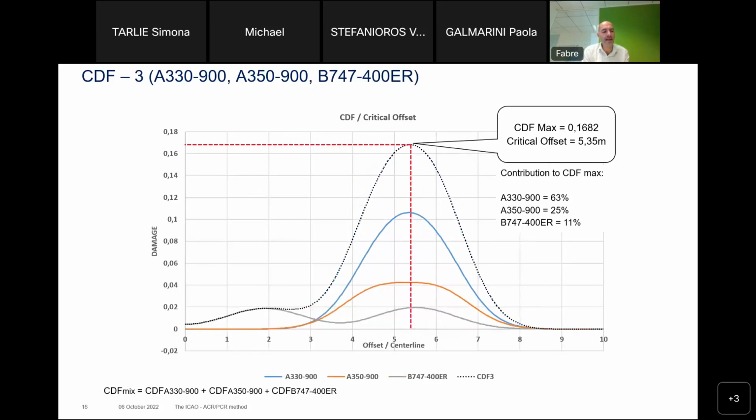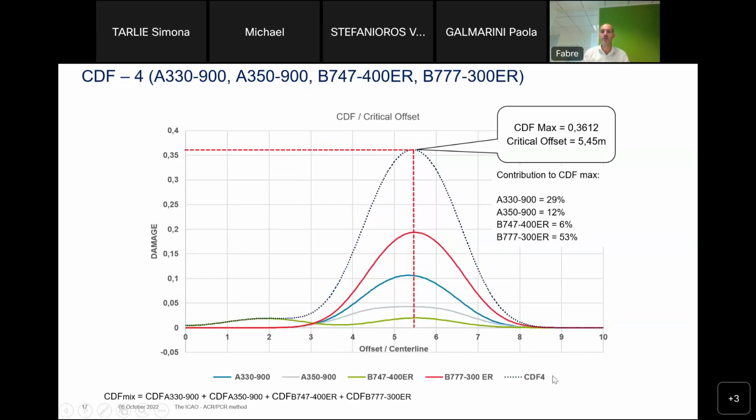So now I add the next aircraft. So this is a 747. I have to move my window because I am not full. Okay. So the critical offset is still unchanged, but the CDF max increases with the addition of the 747. So now the fourth aircraft, the 777-300 extended range. So you can see that each time I add an aircraft, the contribution to the max CDF of each aircraft is changing, and the critical offset also can change.